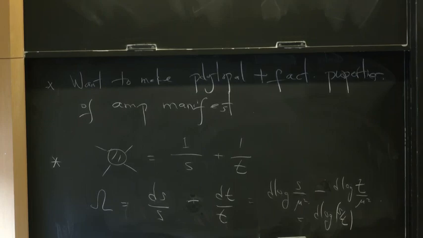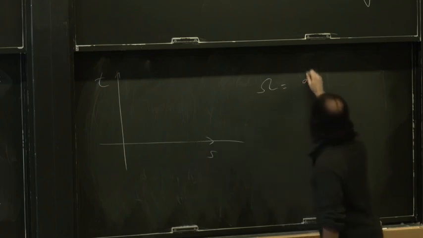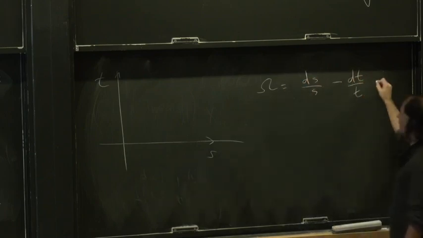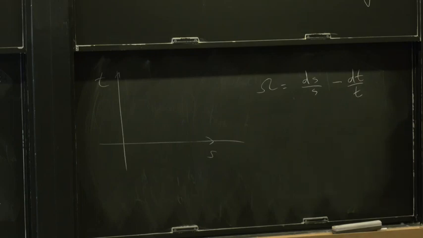Okay. So finally, I need to tell you how we're going to see in kinematic space the icosahedron appearing, and how it's related to this form. So let's go back just to this simple example. So I have s and t. I have this form, which is ds over s minus dt over t. Okay. So the final thing I'm going to do is I want to get a number out of this.